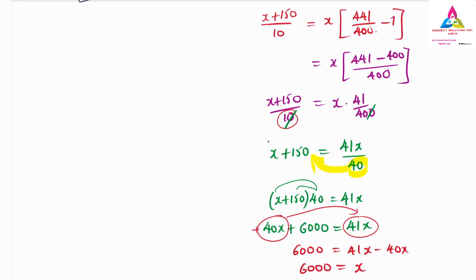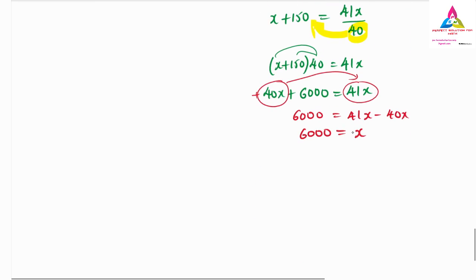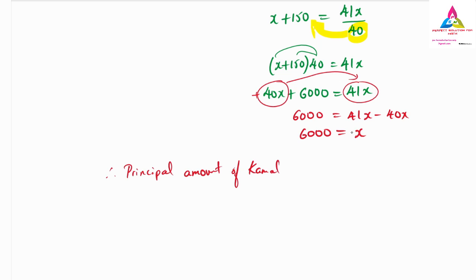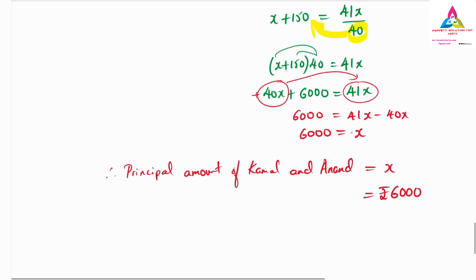So this 6000 is nothing but the x we have taken as the principal amount. Therefore, the principal amount of Kamal and Anand, both of them were given the same principal amount, is 6000 rupees. This is the answer we might think, but actually this is not the final answer.